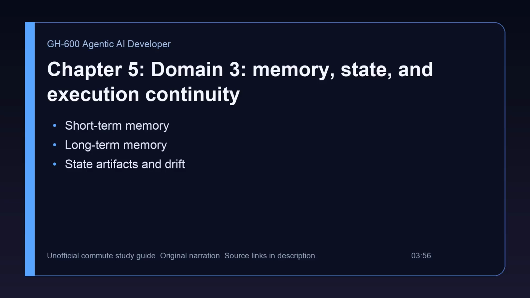State is different from memory. State captures where the task is. What phase are we in? What has already run? What failed? What branch exists? Which files changed? Which decisions were approved? What remains? Durable state prevents repeated work and prevents drift.